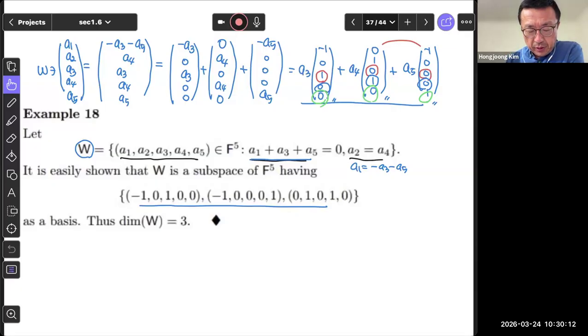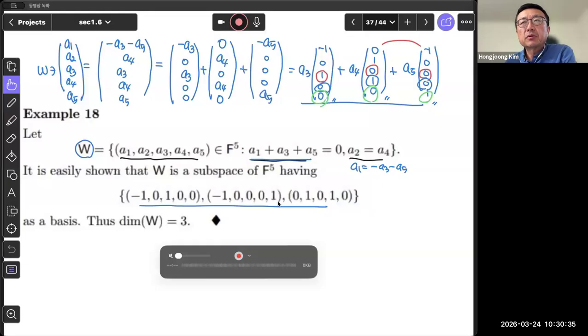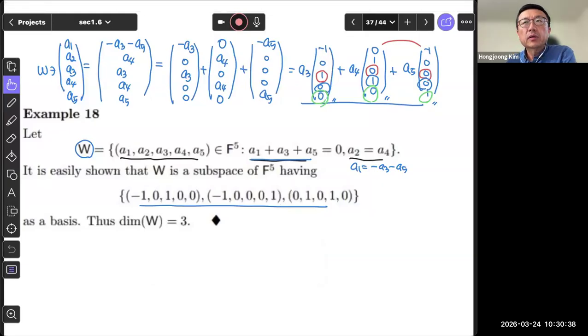Let's consider, the other day we considered example 18, where the W space is defined with these five entries in R5 or C5 space, where two conditions are given: A1 plus A3 plus A5 is 0, and A2 and A4 are equal. Then, as I showed the other day, I could express A1 and A2 in terms of the others.